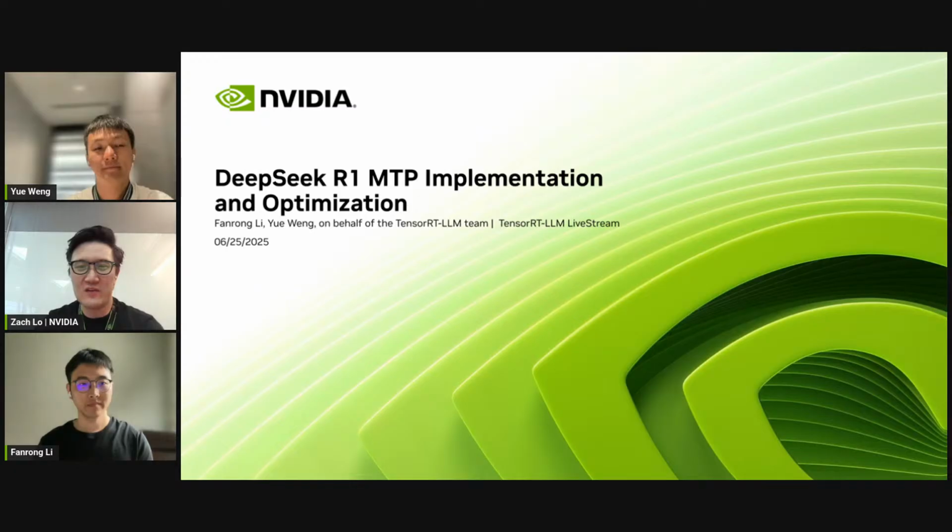More TensorRT-LLM learnings. We're joined by two new friends on the TRT-LLM team. This episode we're talking about implementation and optimization for multi-token prediction for DeepSeek R1 in TensorRT-LLM. My name is Zach.